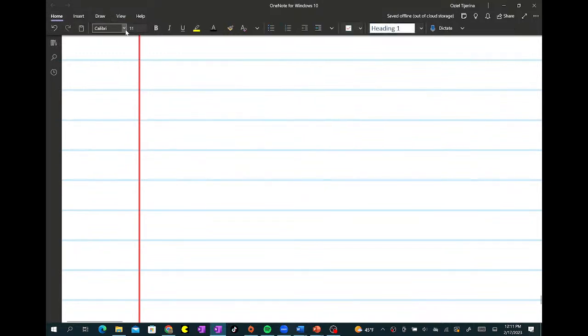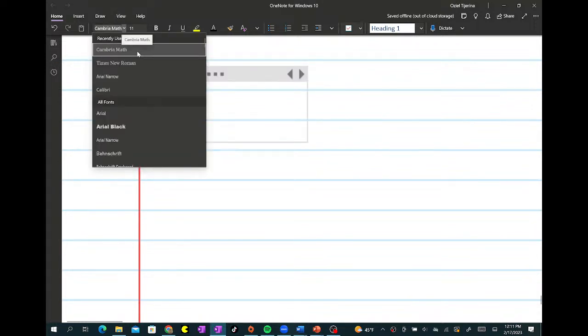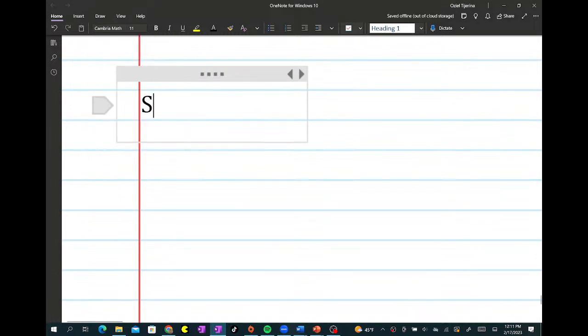I hate that it changes back to Calibri. I don't know how to change it so that I can stay on Cambria. I need to look at my settings.